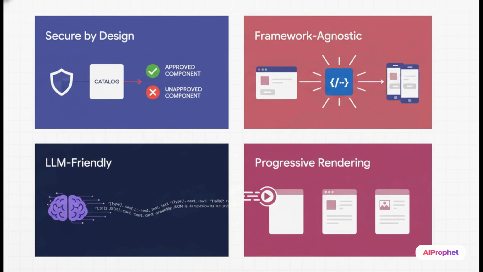Simple as that. Then it's framework agnostic. The very same blueprint from the agent can become a native React component on the web or a native Flutter widget on mobile. The JSON is also flat and streamable, which is perfect for how LLMs work. And this means you get progressive rendering. The UI literally builds in front of the user's eyes. No more staring at a loading spinner.